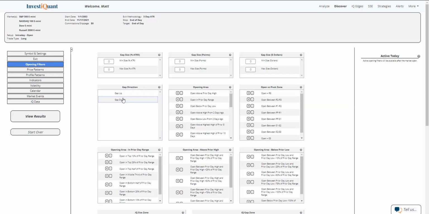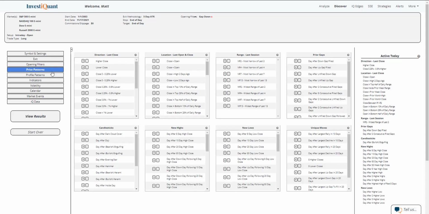Now currently we are trading down just a little bit in the overnight session. It's been fairly quiet so far. We're just a couple points down at the time of this recording. So I'm going to add that here to this study, gap direction, gap down. Next, I'm going to go into the price patterns library, and I'm going to say yesterday closed at the highest closing price of the past 50 days. I'm going to grab that from the new highs section here. Day after a 50-day high close, I'm going to hit equals next to it.